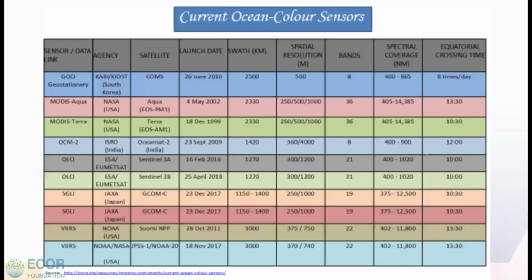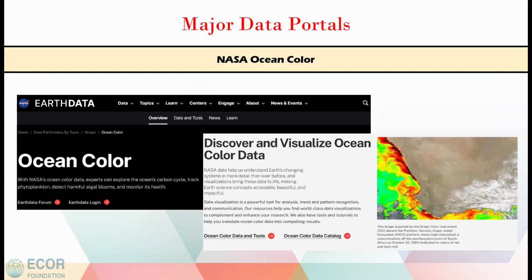So here is the comparative table where we are comparing the basic spatial resolution, band channels, spectral coverage, and temporal resolution of the operating systems of different kinds of sensors and satellite missions. Now let us discuss the major data portals where we can access this data for further oceanographic analysis of any kind.